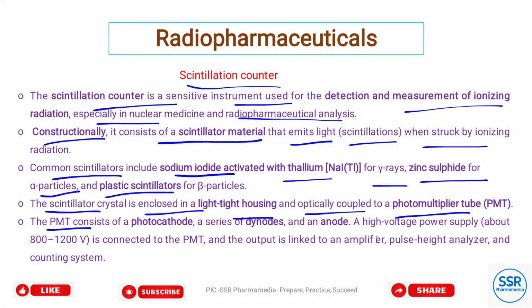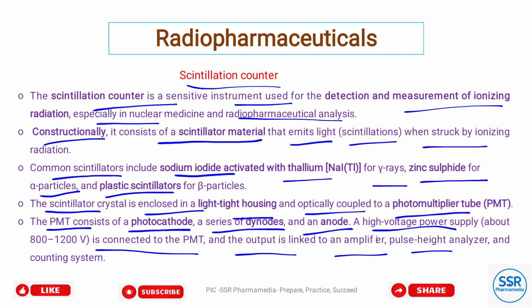The PM tube, the photomultiplier tube, consists of a photocathode and a series of dynodes and an anode. A high voltage power supply is connected to the photomultiplier tube. The output is linked to an amplifier, a pulse height analyzer and a counting system. Here, simply understand the scintillation counter. It is a well type, and the material is made up of sodium iodide activated with thallium.